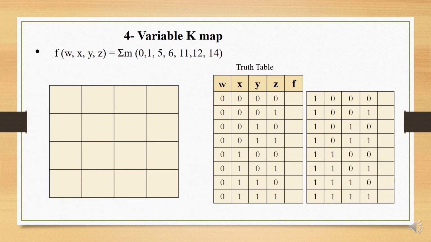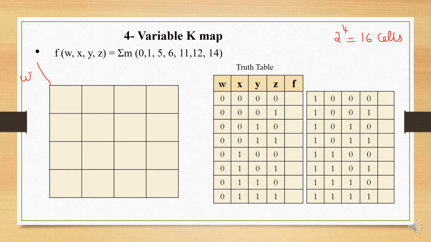Next we will see a 4-variable K-map. The given expression here is f of w x y z equal to summation m 0, 1, 5, 6, 11, 12, 14. For a 4-variable K-map, let us find out the total number of cells. 2 power 4 gives you 16 cells in the K-map. The variables here are w, x, y, z. So we are representing 4 rows and 4 columns to obtain 16 cells.